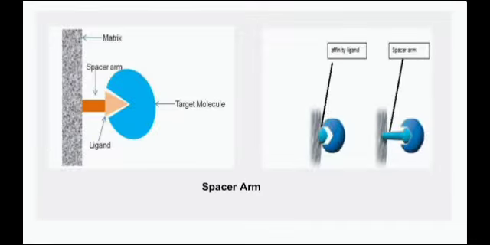On this slide, you can see how the spacer arm is represented. The base, or matrix, is shown as the support structure. Extending from it is the spacer arm, which ends with the ligand.